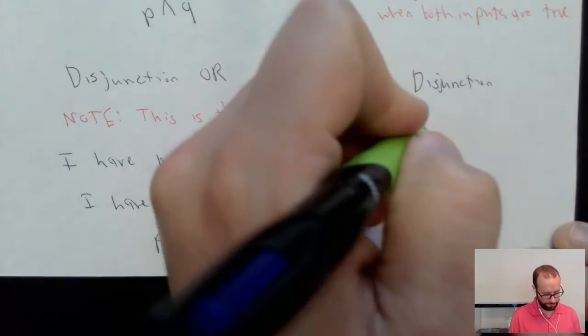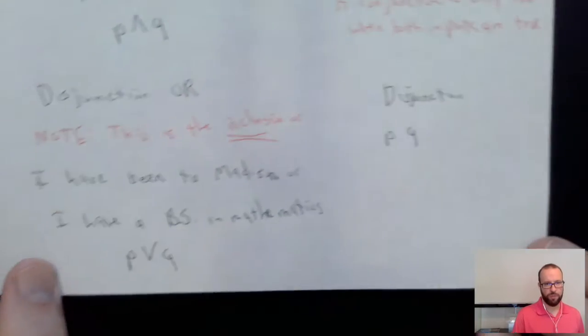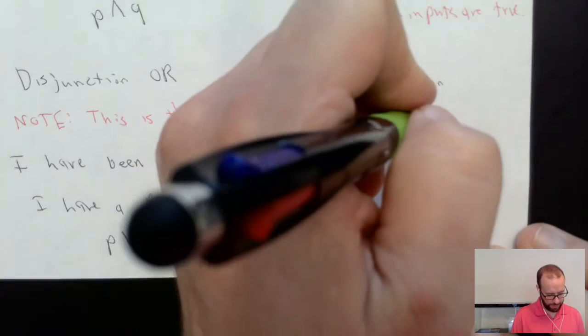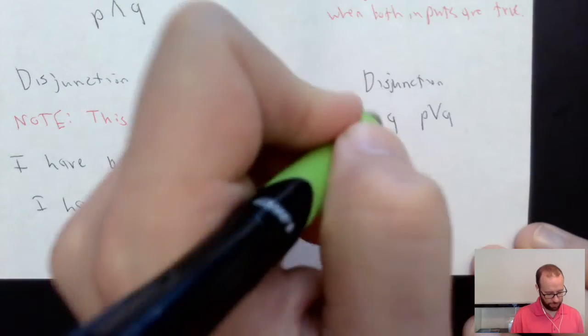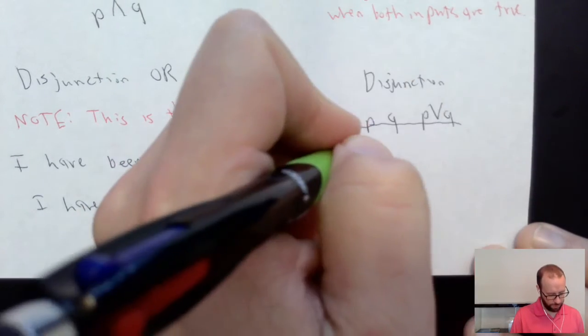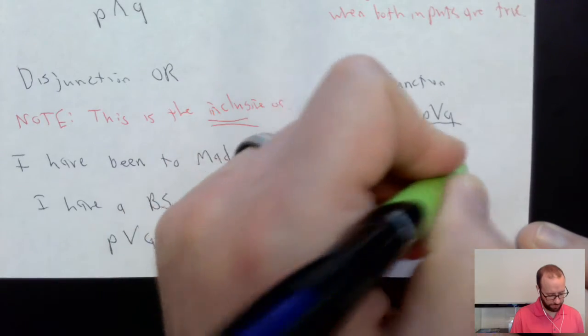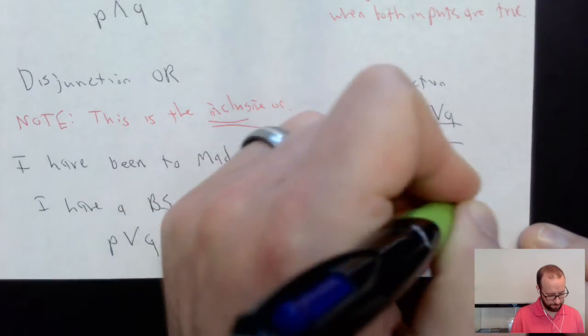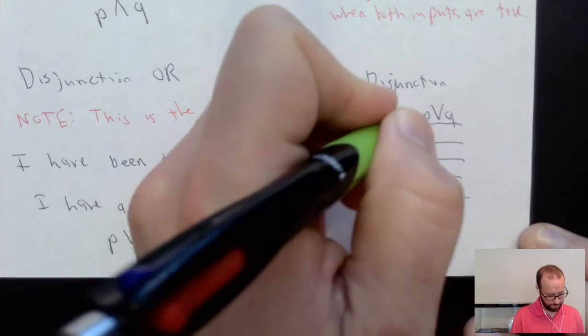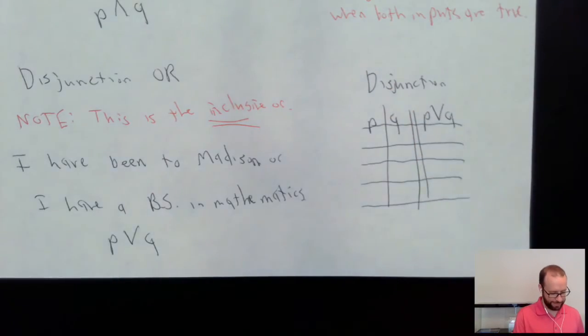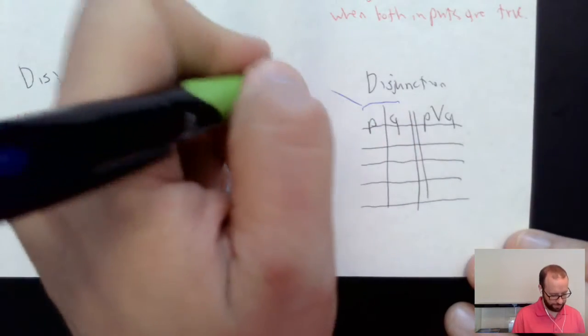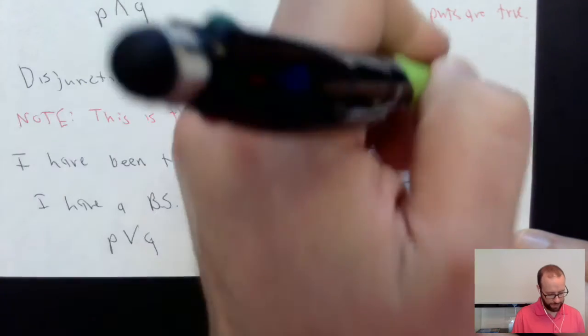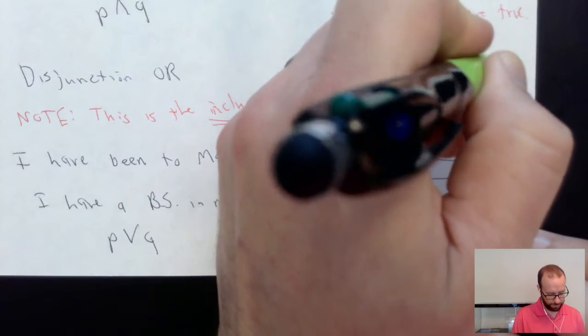So for disjunction, again, notice we have two inputs. We have a P, we have a Q, and our output is going to be P or Q. Two choices for P times two choices for Q gives us 4 rows. And again, on this side, I've got my 2 inputs. On this side, I've got my 1 output.